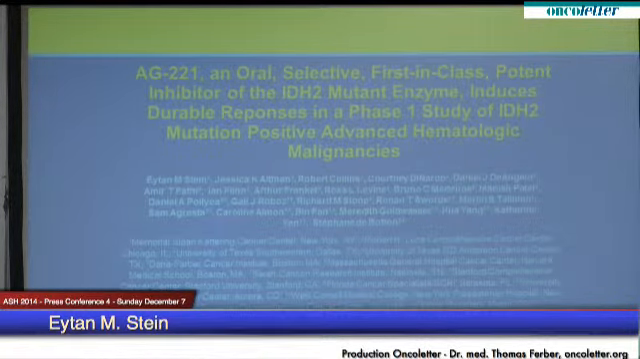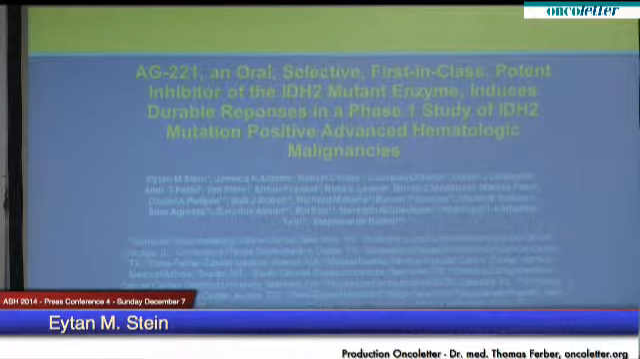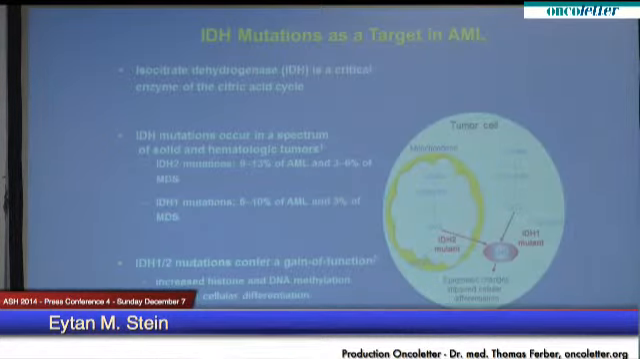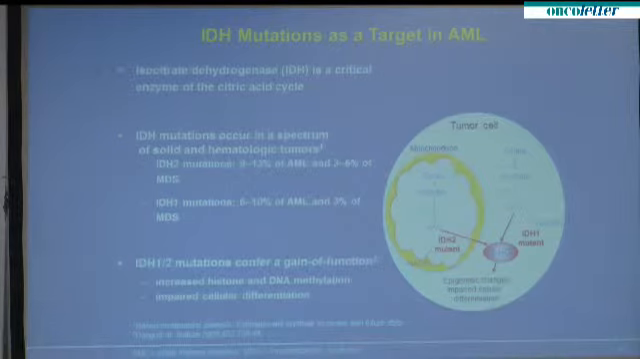So thanks for giving me the opportunity to talk about the interim results of our phase 1 trial of AG-221, which is a selective inhibitor of the IDH2 mutant enzyme. And because this is a new way of thinking about treating AML, I want to walk you through a little bit about what IDH is and what IDH does and what mutant IDH does.